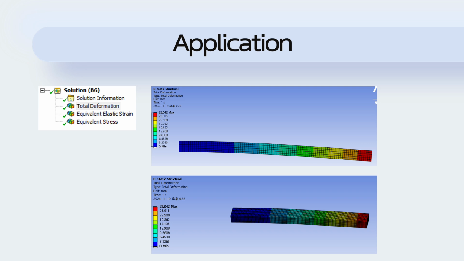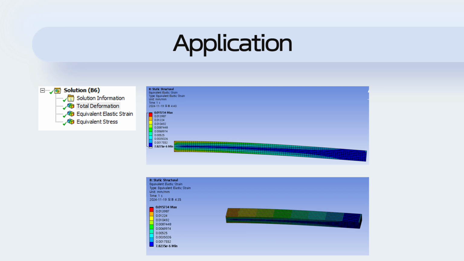Finally, solution. There are several types of analysis, but the most commonly used ones are total deformation, equivalent elastic strain, and equivalent stress. The results are shown in the order of total deformation, equivalent elastic strain, and equivalent stress. Each of these analyses provides insight into the degree of bending and the distribution of force based on the location. This is first, this is second, and this is third.